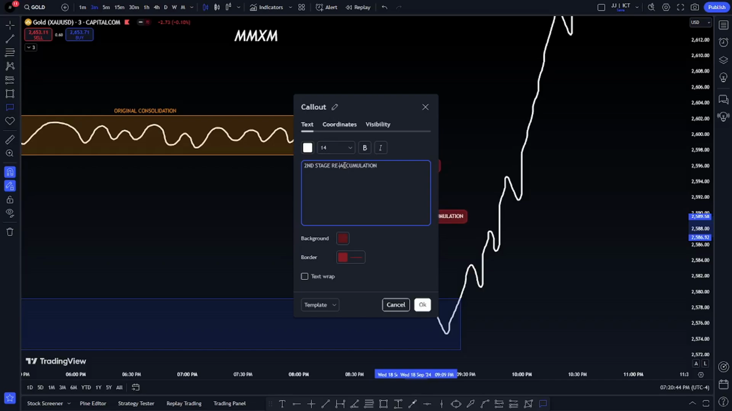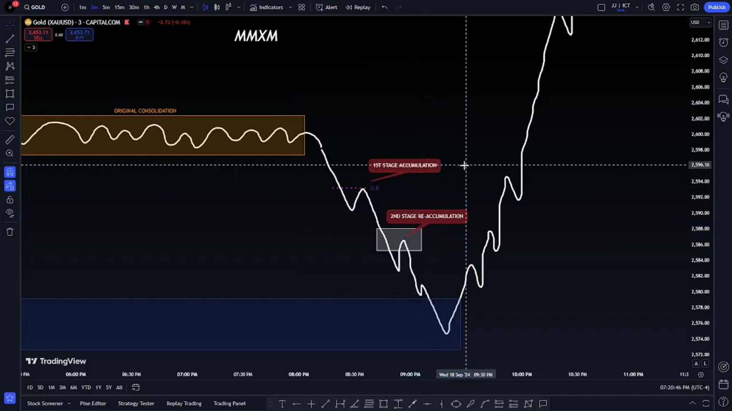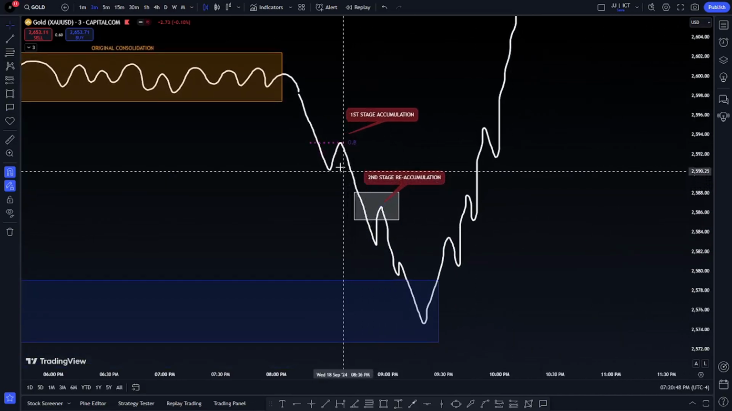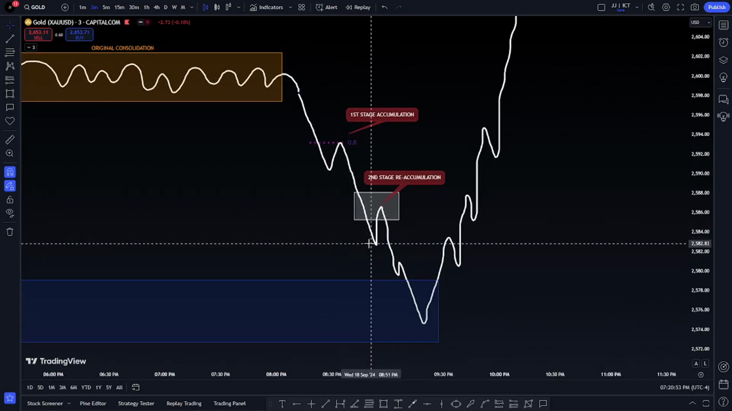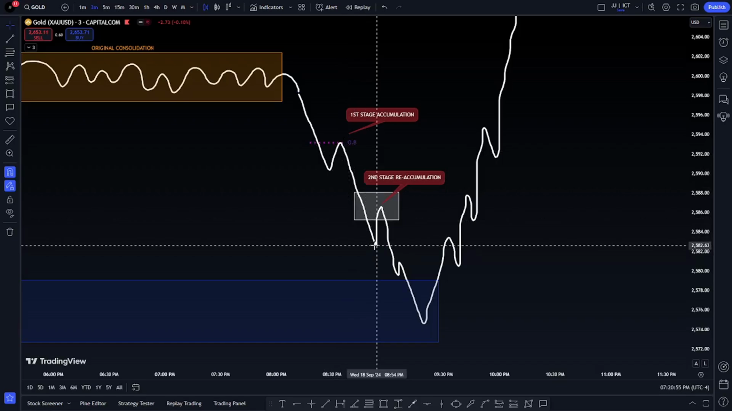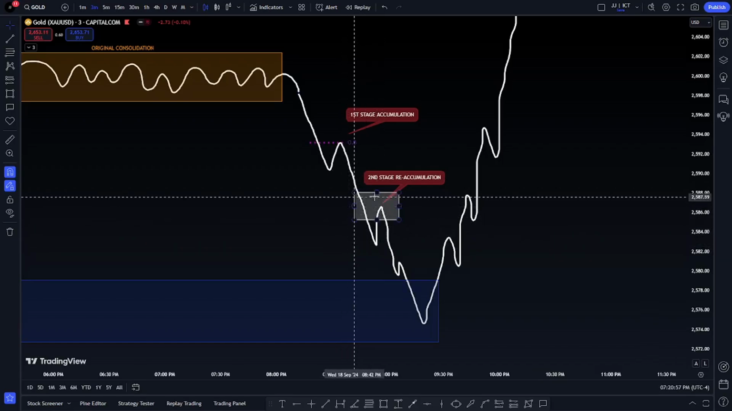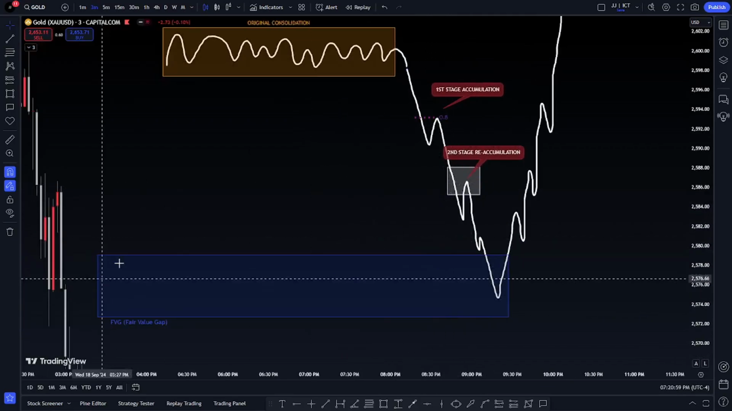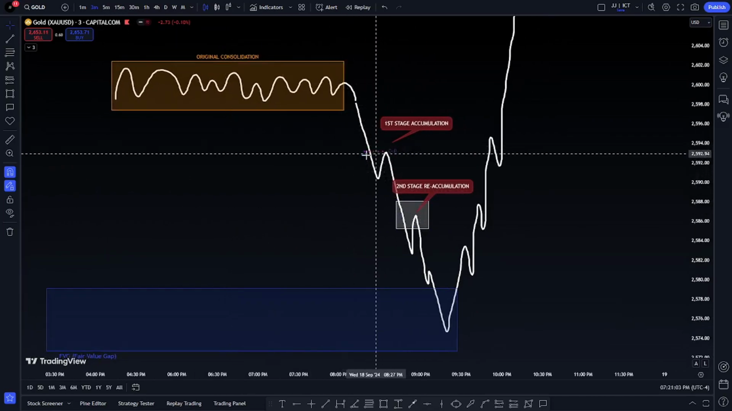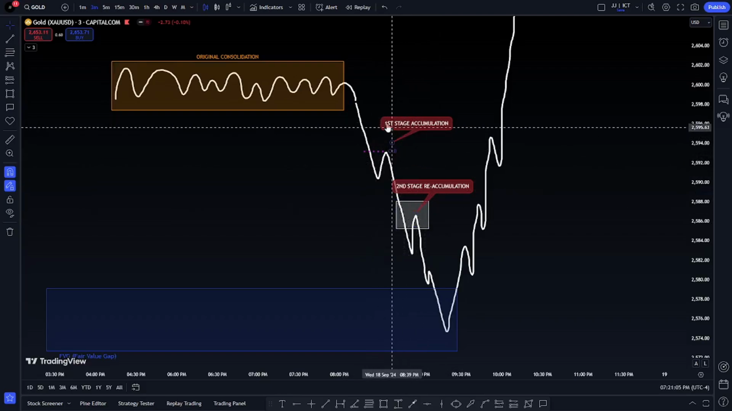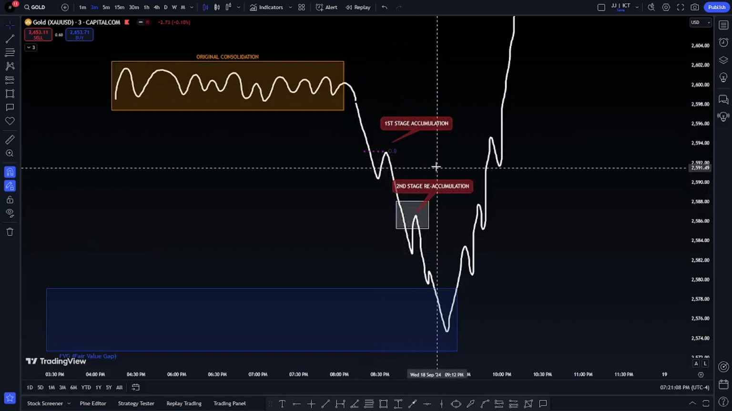Very simple, right? I hope I'm making it simple for you. So first stage accumulation is it coming into this order block. You can take your sells there. Second stage reaccumulation, keyword reaccumulation, is it coming into this fair value gap before finally dipping down into this higher time frame reference point. This is just an example. You don't have to use an order block and a volume imbalance for your first stage accumulation and second stage reaccumulation.